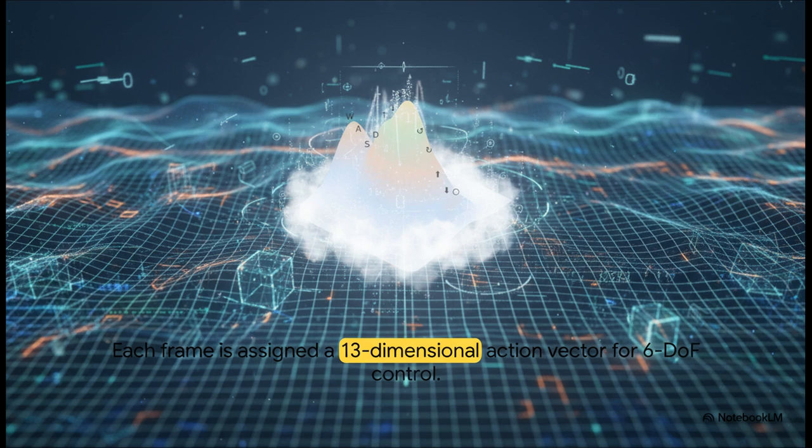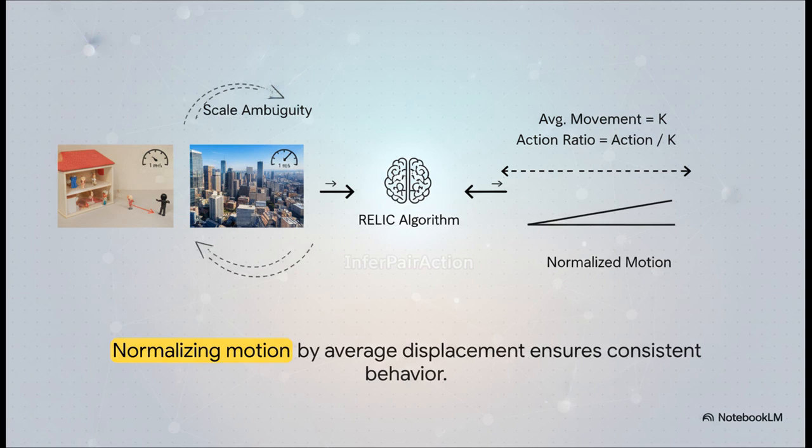Each of those can go in a positive or negative direction, so that's 12 actions. The 13th action is just do nothing. Having this precise level of control is absolutely key to making the whole thing feel truly interactive. But here's where they did something really, really clever. It's a bit of math magic inside this infer pair action function they wrote.